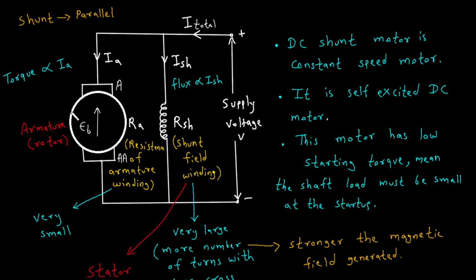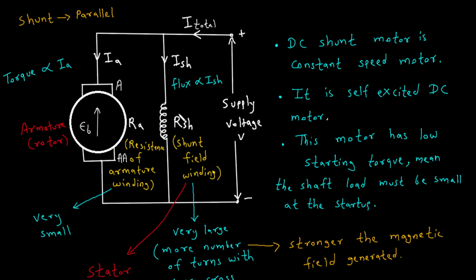Let's begin by looking at the key components of a DC shunt motor. First, we have the armature, also known as the rotor. The armature is the rotating part of the motor and it consists of armature windings and a commutator. The armature windings carry the current that interacts with the magnetic field to produce rotational motion. Next, we have the stator. The stator is the stationary part of the motor and it includes the field windings. The field windings create the magnetic field required for the motor's operation.